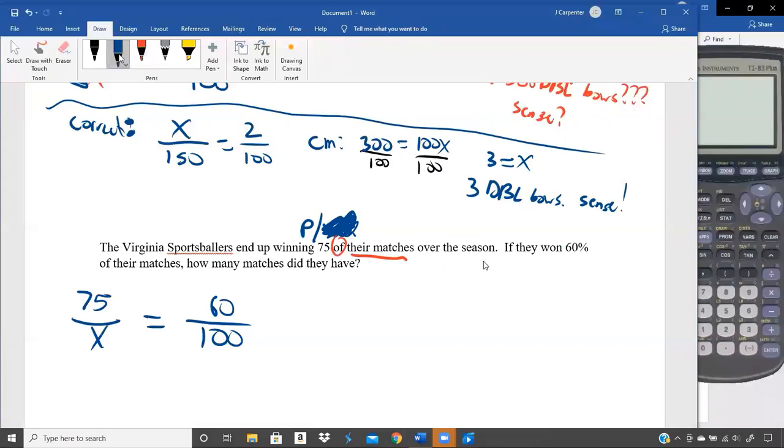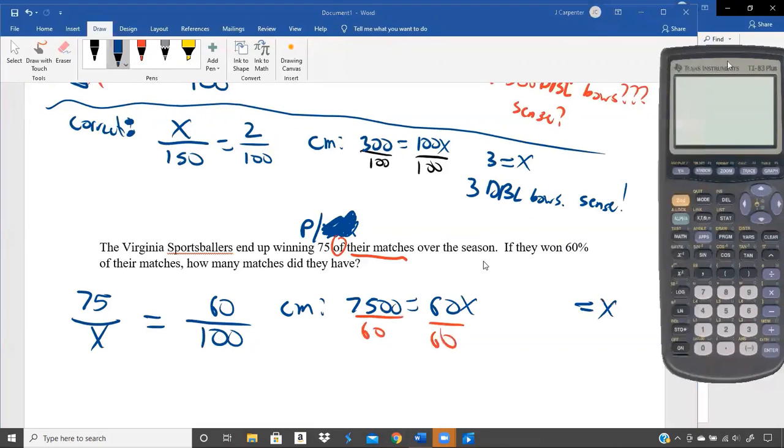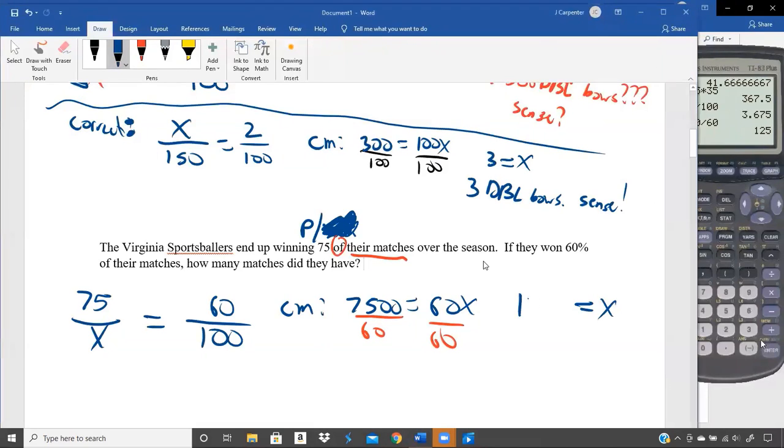All right, so that makes the bottom an X. We're going to cross multiply, and we'll get 7,500 is equal to 60x. We're going to then divide both sides by 60 to finish this off. And we will end up with x is equal to 7,500 divided by 60. And that's going to be 125. Hold on one second.